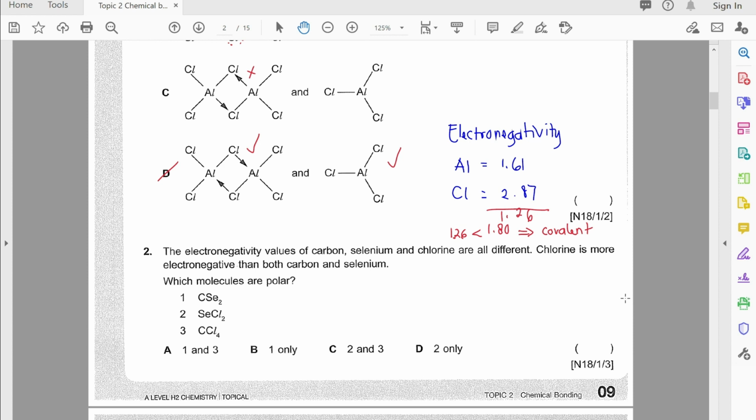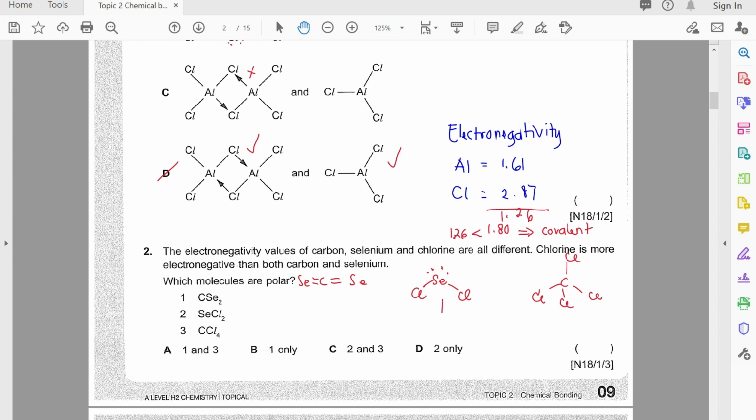Question 2. Chlorine is more electronegative than both carbon and selenium. Which molecules are polar? Let's draw out all the molecules first. Carbon has 4 valence electrons, and CSe2 is a linear compound. SeCl2: Se is in group 6, so it has 2 lone pairs of electrons and 2 bonds to Cl. And CCl4 is tetrahedral.